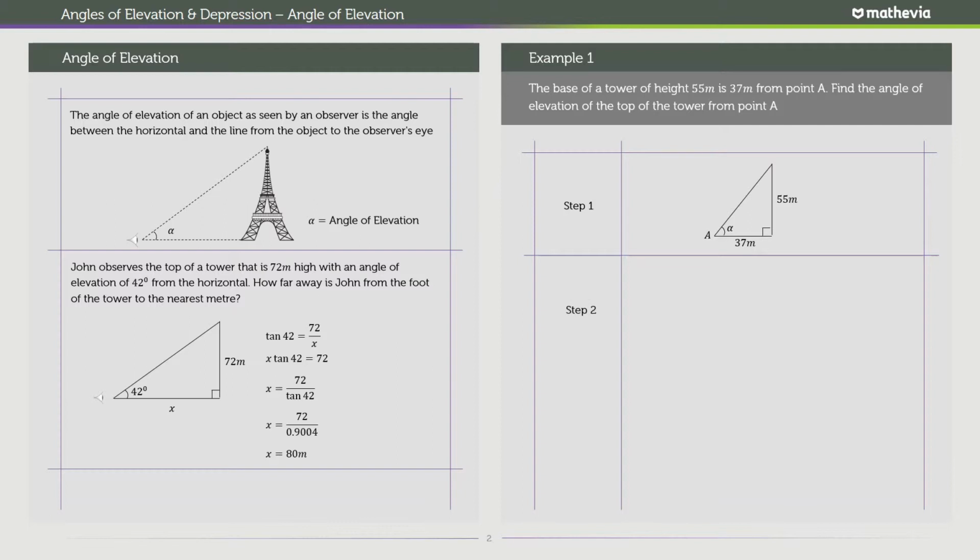Basically, using trigonometry, we have an angle alpha, we have our opposite, we have our adjacent. We're going to make use of TOA, and we have tan of alpha equals 55 over 37, which works out to 1.4865. To find alpha, we just find the tan inverse of 1.4865. In the end, we have alpha as 56.07 degrees. Simple, straightforward. Let's go ahead and do another example.